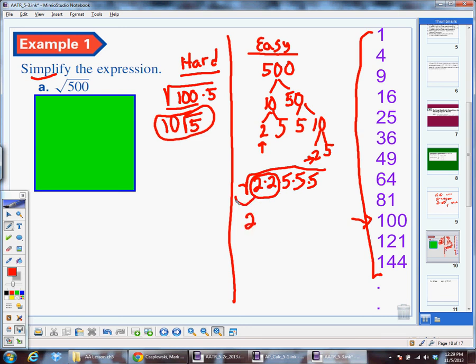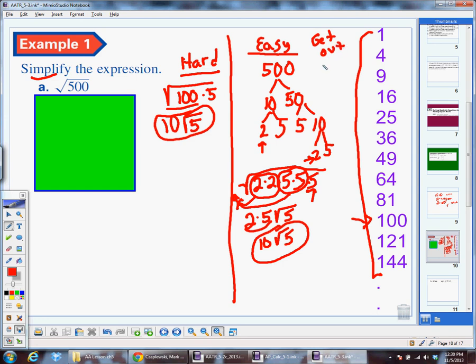Pull it out front. This is a pair. 5 times 5 is 25. The square root of 25 is 5. Pull it out front. This one doesn't have a friend, so I leave it. My answer: 5 times 2, 10, square root of 5. That's how you simplify a square root by using the break it down method. Now I'm going to call the break it down method get out of jail.